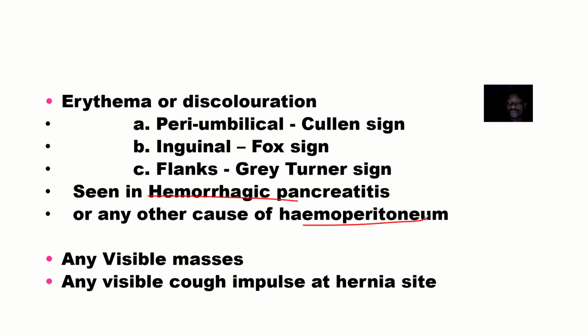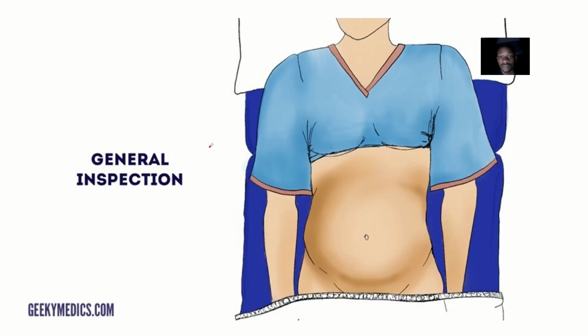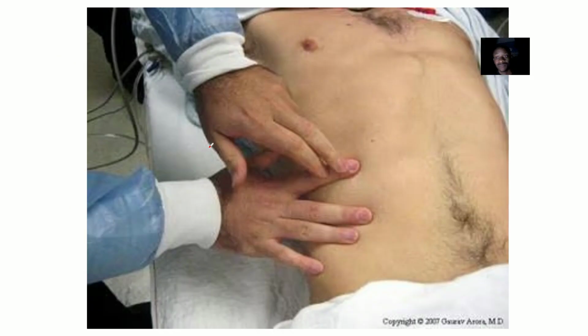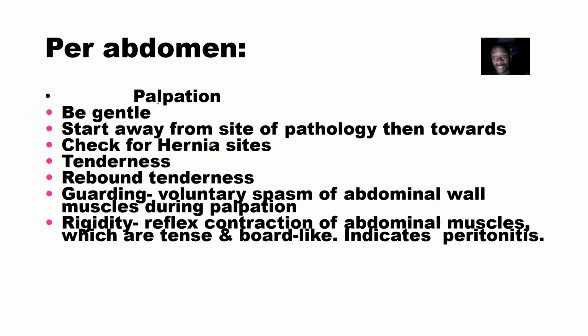Then you're also trying to look at if there are any visible masses. Then you're also looking at if there's any visible cough reflex at the hernia site. Then for the abdomen, you should do palpation too. When you're doing palpation, you have to be gentle, because it could be that there are some pains underneath that your palpation might trigger, or the patient forgot to tell you. So you have to be gentle.